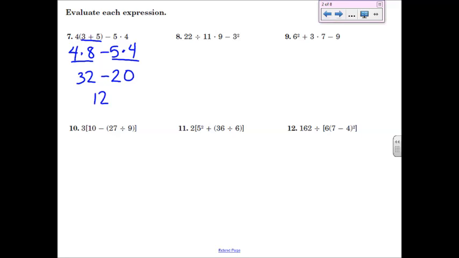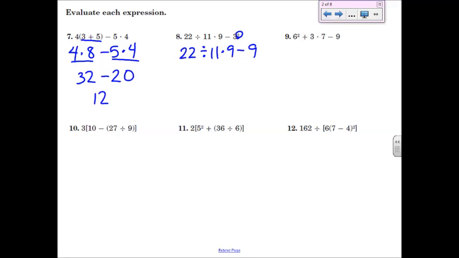Next we have number 8. In number 8 we don't have any parentheses, but we do have exponents. So we're going to do 3 squared first. If you're not on that step, everything else stays the same, so 3 squared is 9.